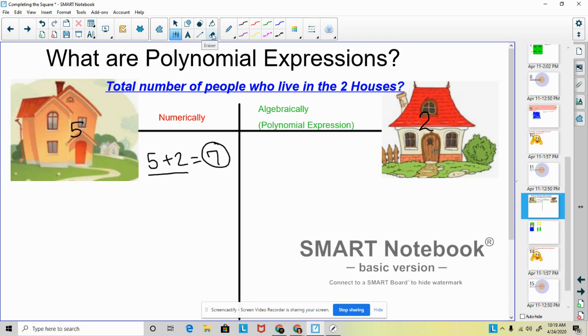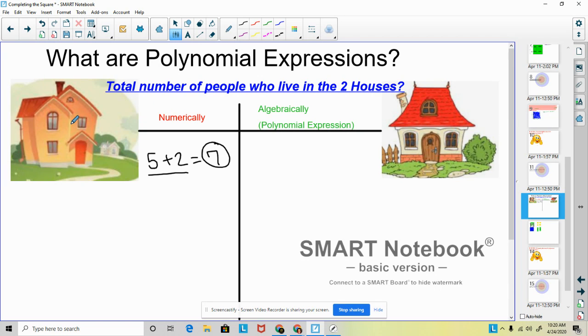Now let's consider expressing the total number of people algebraically. Underneath I put polynomial expression, because when we express something algebraically, you mostly find that we're using some type of variable, and that variable means that I really don't know what this value is, but I have to put it there as a placeholder. So now, to find the total number of people that live between the two houses, let's twist it a little bit.